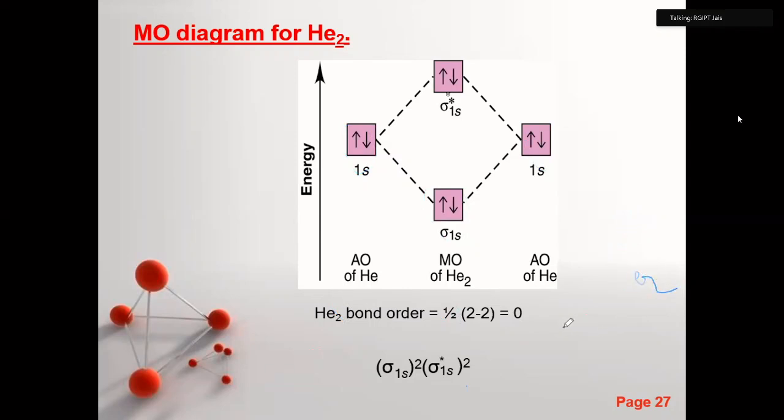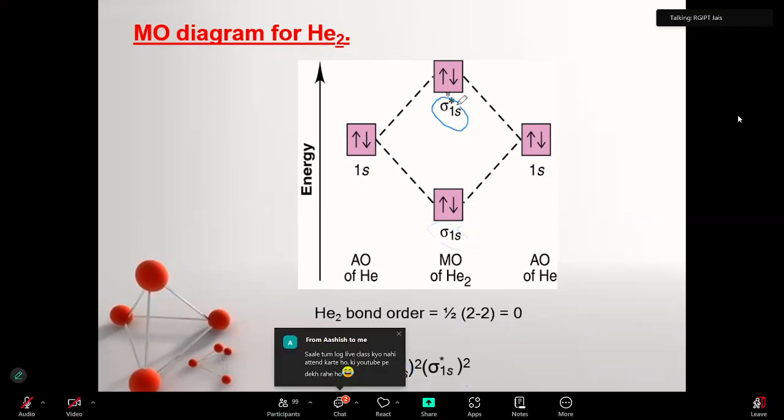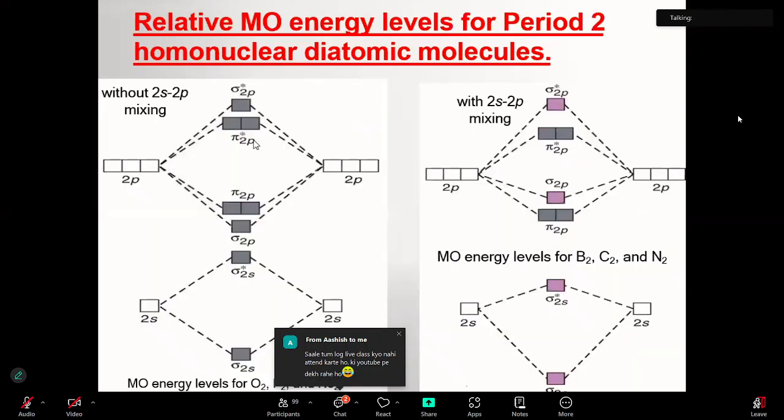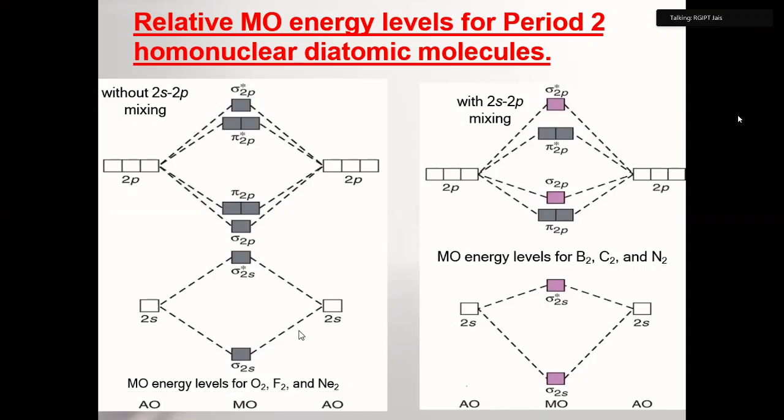He2. The electronic configuration is sigma 1s2 and sigma star 1s2. After that, if we take an example, there are two types of energy diagram.